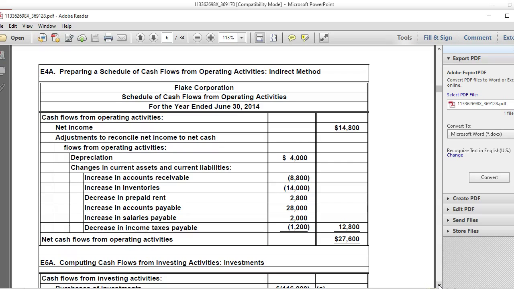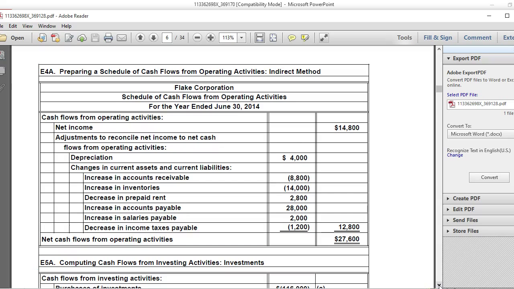So an increase in accounts receivable will subtract. An increase in inventories will subtract. A decrease in prepaid rent will add. Now remember, liabilities are the opposite. If we increase a liability, we'll add it back. If we decrease a liability, we'll subtract it.